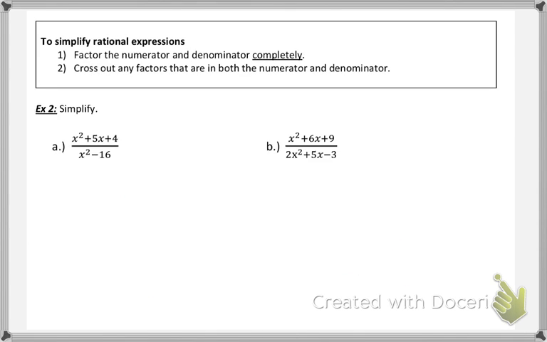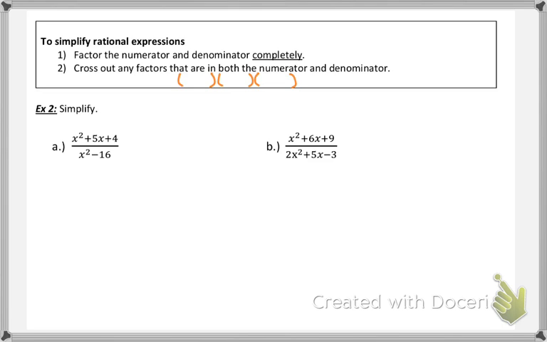So let's go over some steps to simplify rational expressions. Number 1, you're going to factor the numerator and denominator completely. And then number 2, you're going to cross out any factors that are both in the numerator and denominator. So common factors that are both in the numerator and denominator. One thing to note is that your factors have to be multiplied by each other. Okay, there cannot be any pluses or minuses in between your factors. If it's x plus 4, that's one factor. You can't break up the x and the plus 4. So can't break up any pluses or minuses.